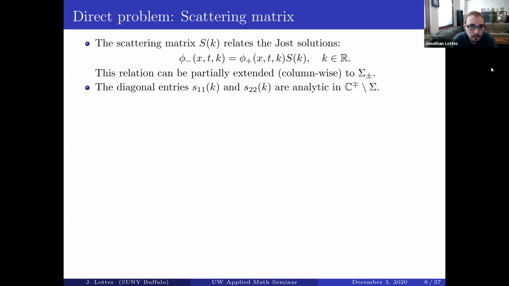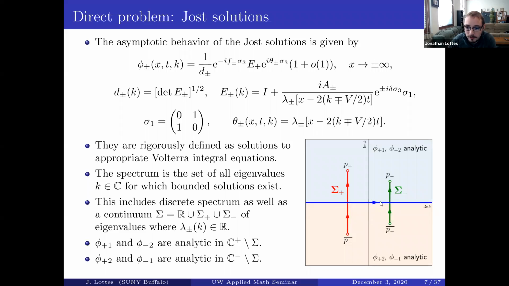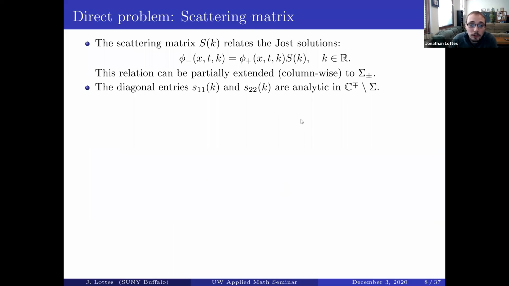They are related by the scattering matrix S of k, which is independent of x and t. If you're off the real axis, as I said, you only have all four eigenfunctions on the real axis. On each branch cut, however, you do have three of the eigenfunctions, one from analyticity, and then one from, you can prove when lambda plus is real, that you have the full phi plus, and the same for minus. So you can extend this scattering relation column-wise, depending on which three eigenfunctions you have.